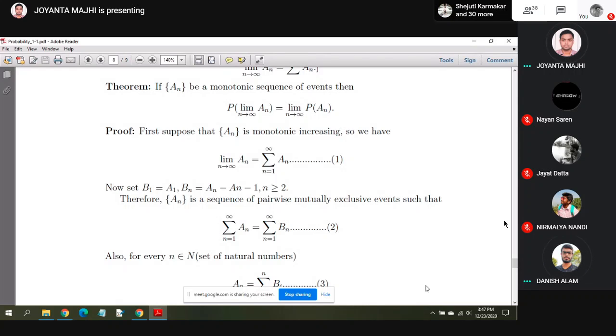Yes, sir. Here, given that An is a monotonically increasing sequence, then from the definition of a monotonic increasing sequence, we can say that the limit of An as n tends to infinity is equal to the union of Ai, i from 1 to infinity. Then we construct b1 equal to a1, bn is equal to an minus a(n-1). Can we explain why we consider bn in this way?